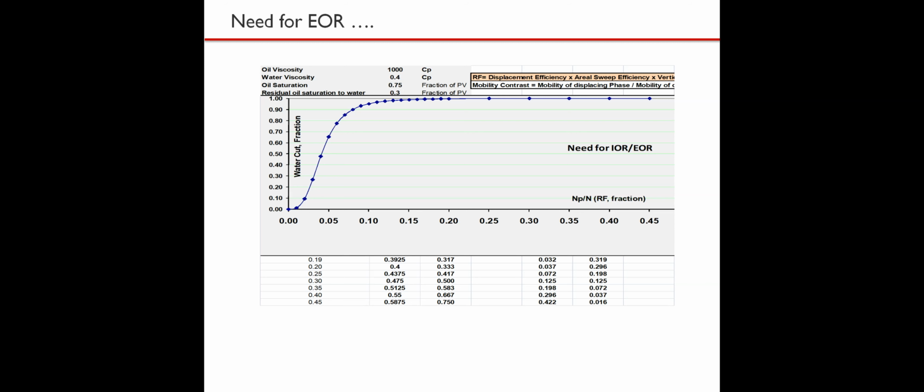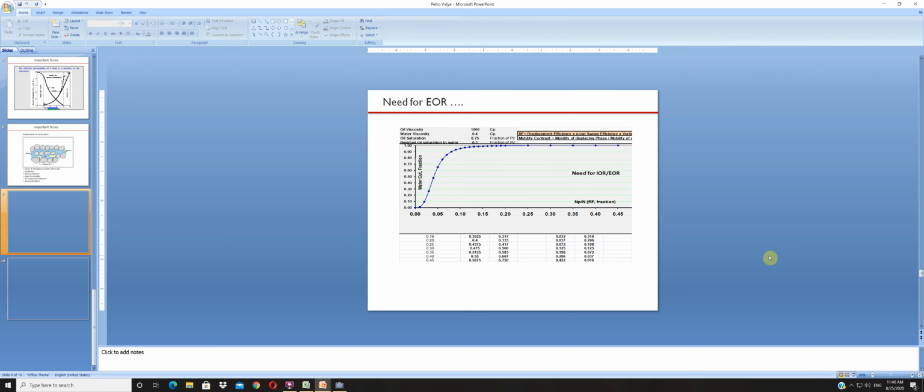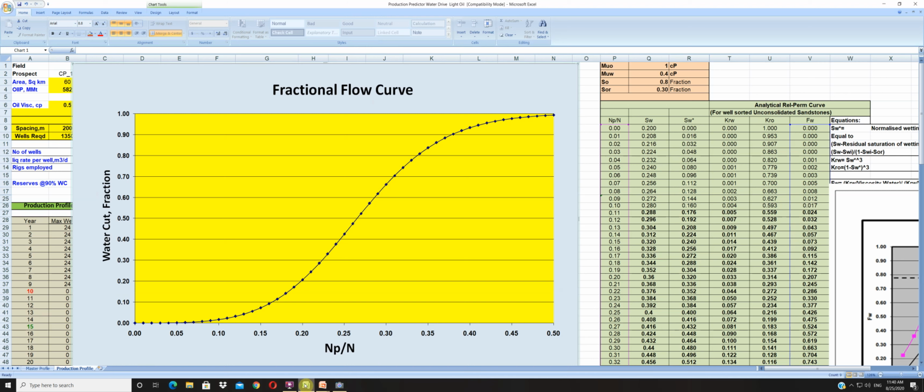So the important parameters which go into the fractional flow computations are the oil viscosity, water viscosity, initial oil saturation, initial water saturation, residual oil saturation to water, as well as the relative permeability to oil and relative permeability to water. So now we will see how we go and compute the fractional flow. Here it is. Now let's see the case where oil viscosity is 1 centipoise.